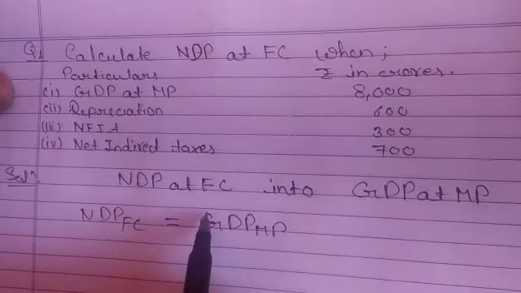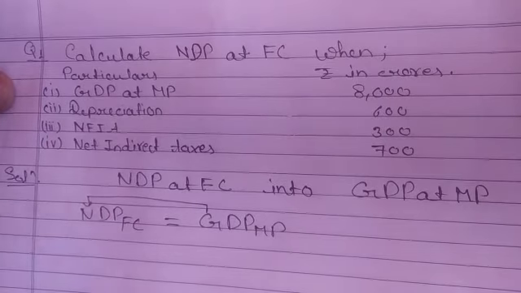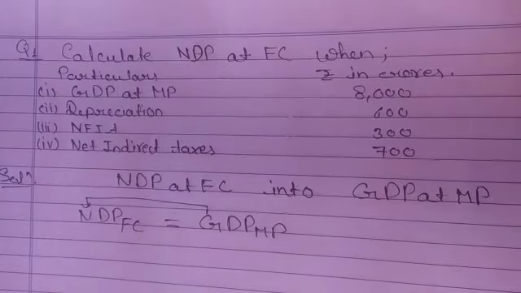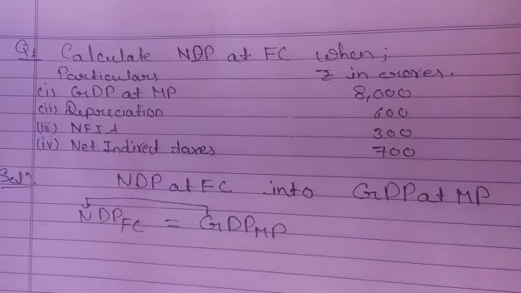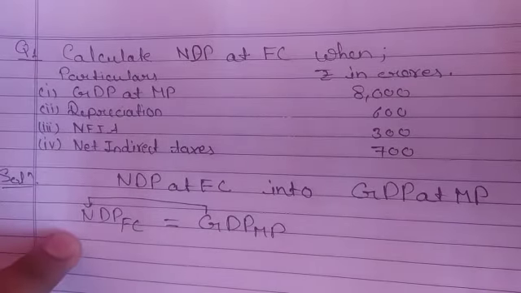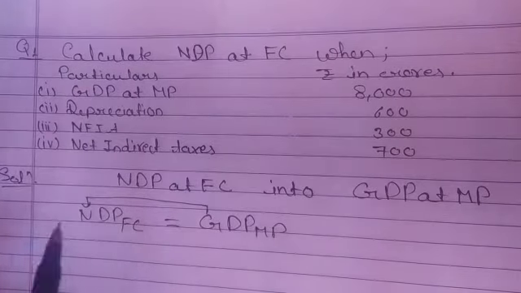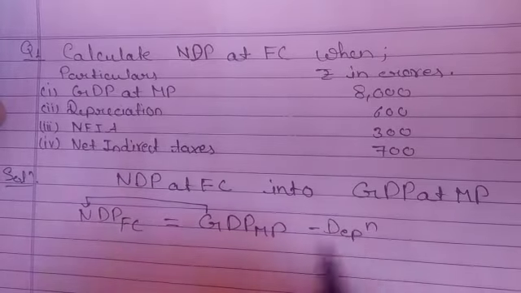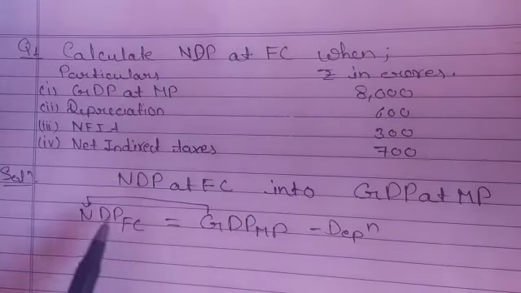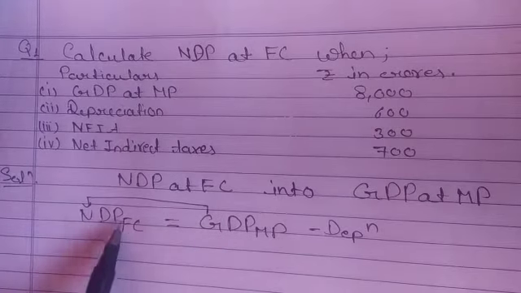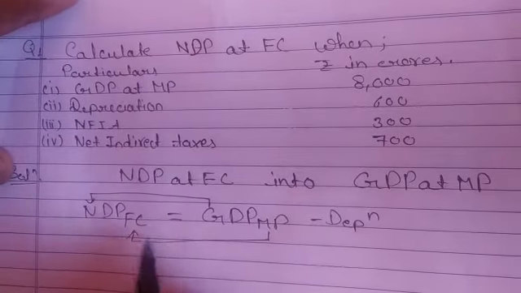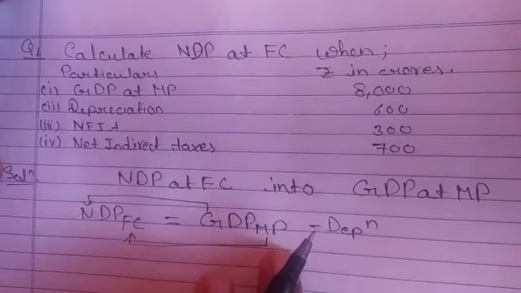First we have to go from gross to net. To go from gross value to net value, what we have to do? Gross value is what? Purchasing value, and net value is what? Actual value. So to go from gross value to net value, we have to subtract depreciation. Next, domestic and domestic both are same, product and product both are same. Now we have to go from MP to FC, means from market price to factor cost.